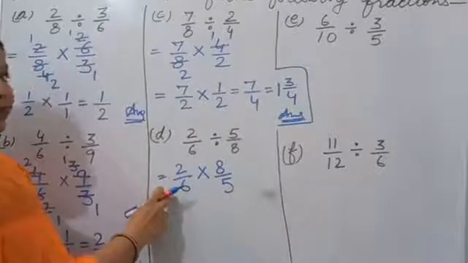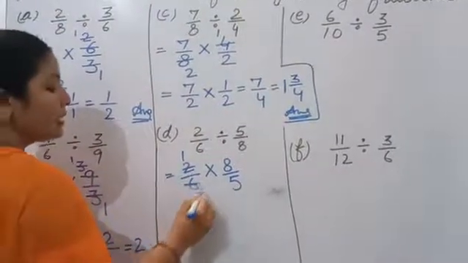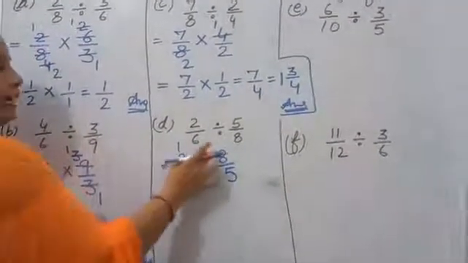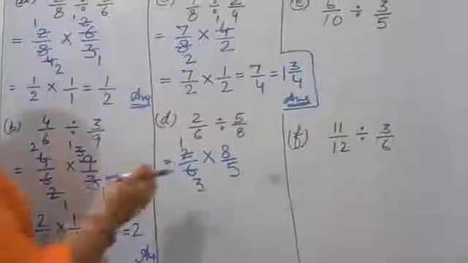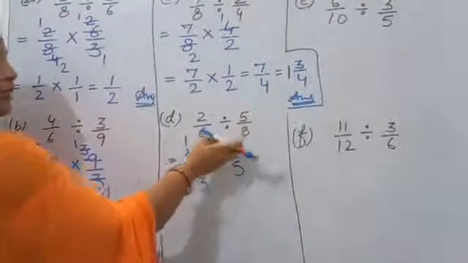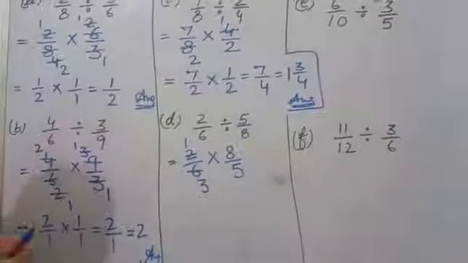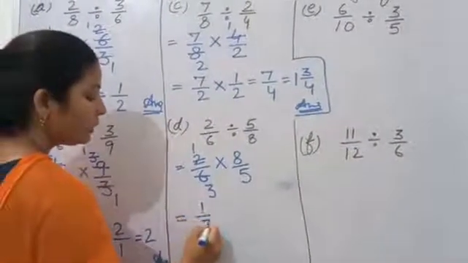In 2 table we have 6. So 2 ones are 2 and 2 threes are 6. Okay. Now in 3 table we don't have 8. That means our cancelling is finished. But we will not cancel numerator by numerator. Don't do this, that 2 ones are 2 and 2 fours are 8. Numerator with numerator, no. Numerator by denominator. Okay. Now from here we have 1 upon 3.